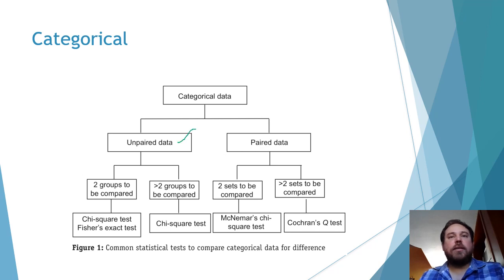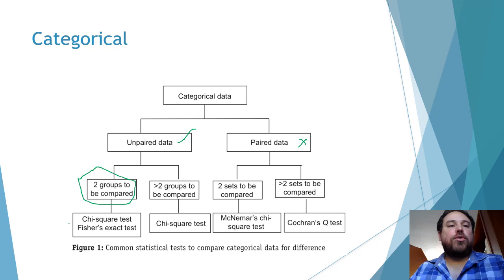Unpaired data means that the two groups are not dependent one of each other. For example, paired data can be multiple measures in the same patients, pre and post intervention measurements, for instance. In this case, it's unpaired data, two groups to be compared, not more than two groups. We can choose between chi-square test or Fisher exact test.